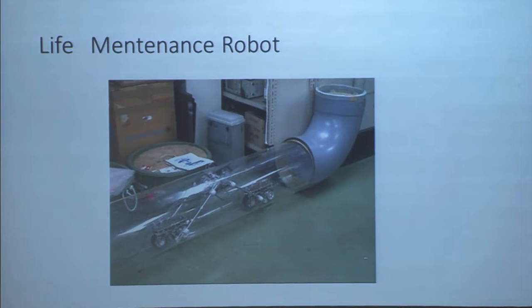And next, this is another project in Kitakyushu. This is another type of robot. Yesterday, Mr. Nayan explained like this. This is a changeable size, and this is run. This is a life maintenance robot.